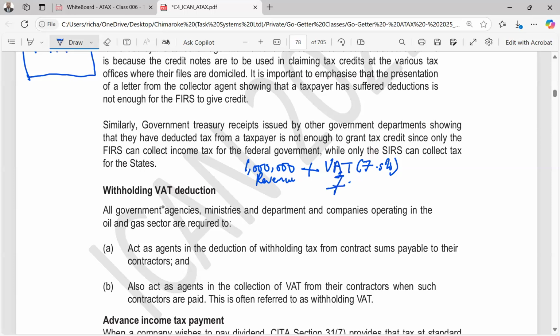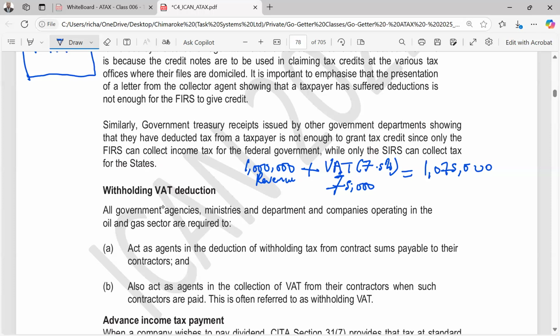So 75,000 is what you're supposed to add. So that means you have 1,075,000 that the government is supposed to pay you. That's the ministry is supposed to pay you 1,075,000.